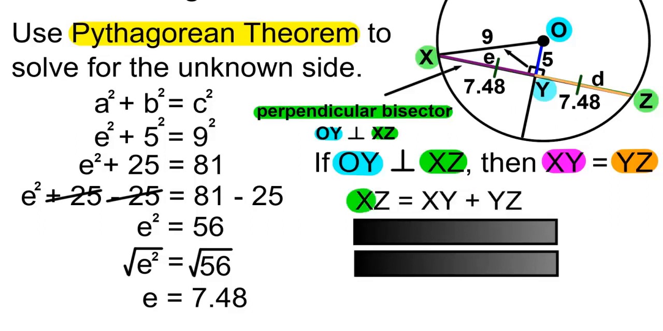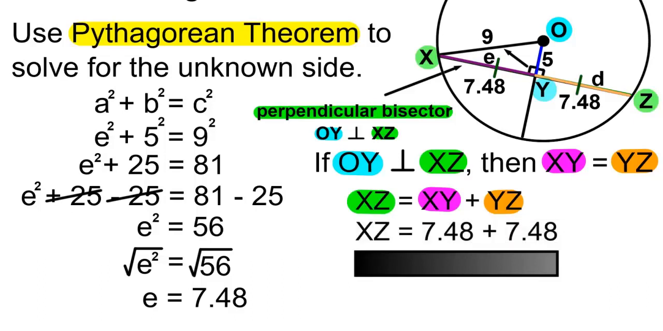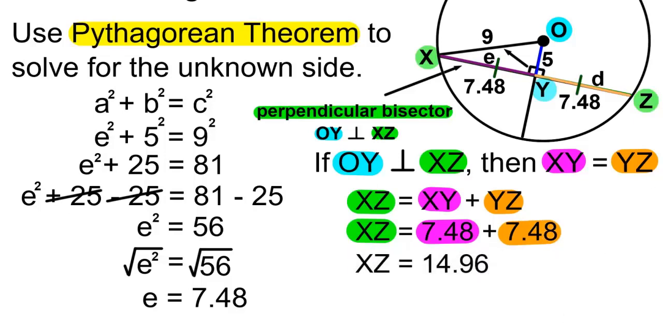So XZ is equal to XY plus YZ. XZ is equal to 7.48 plus 7.48. So XZ is equal to 14.96.